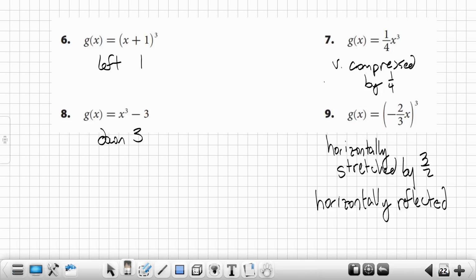So horizontal, so we flip it from 2/3 to 3/2. It is a stretch because 2/3 is less than 1. Or you can look at it also, is it a stretch or compression? Flip it first and then say what it is. 3/2 is bigger than 1, so it's a stretch. That's another way you could say it. Okay, and it's horizontally reflected because we have that negative sign on the inside. On an odd function, if you flip it horizontally or vertically, it'll look the same.